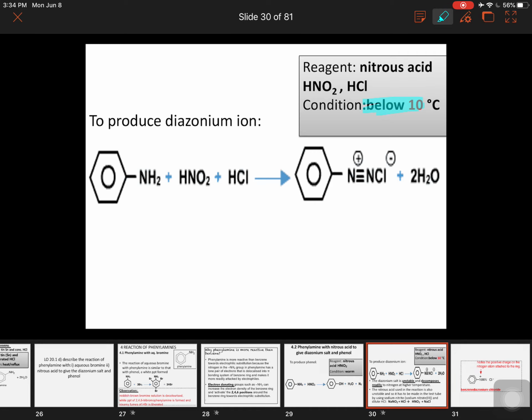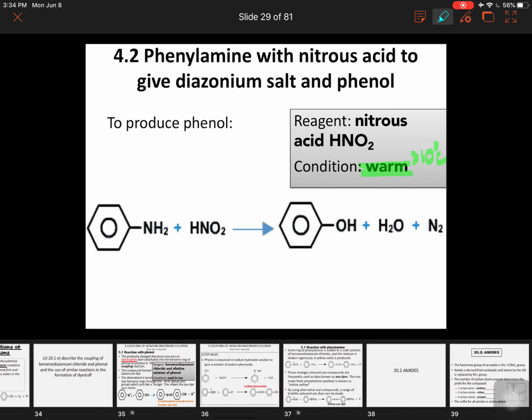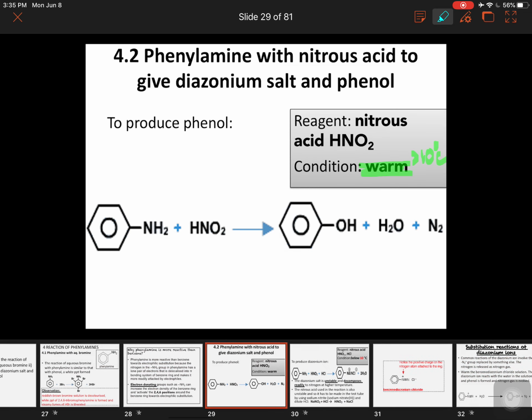Now, let's have a look at the first reaction first. You have a phenylamine reacting with nitrous acid. Now, you know nitrous acid is not a stable compound. You cannot just have this that comes from a supplier in a bottle. You have to make it in situ. That means you have to make it inside the reaction mixture. If your condition is warm or higher than 10 degrees Celsius, you will form a phenol. So this is actually a method or a way of producing phenol.